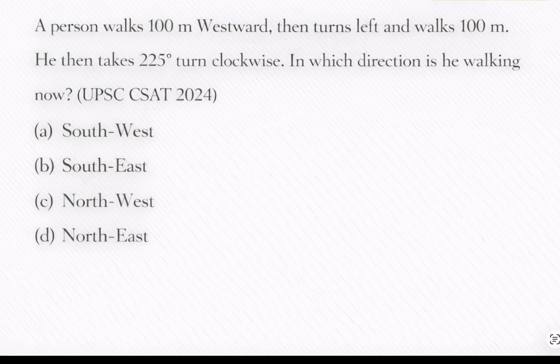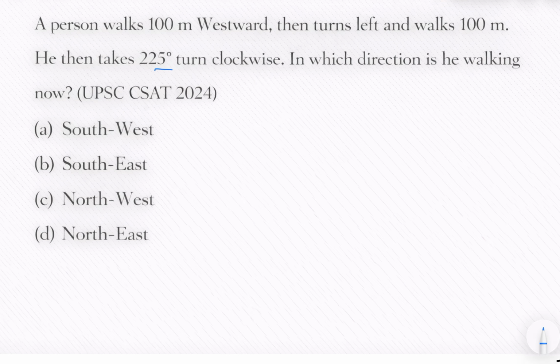The next question we have is, a person walks 100 meters westward, then he turns left and walks 100 meters. Then he takes a 225-degree turn clockwise. In which direction is he walking now? We have to solve this question. Now, this is the starting point. He will walk 100 meters westward.